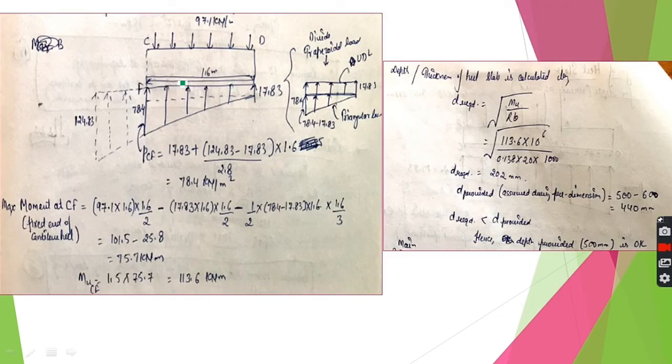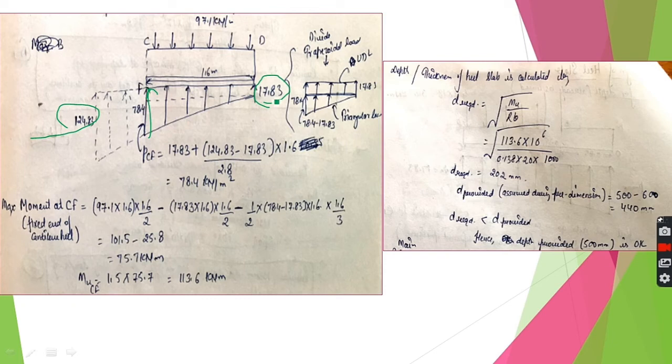So this is clearly from interpolation. Here the P maximum is 124.83, P minimum is 17.83. Distance between these two is 2.8 meter, as this is the whole base slab width. We have to calculate here the pressure. The position of this point is 1.6 meter from here. So we will use the interpolation formula.